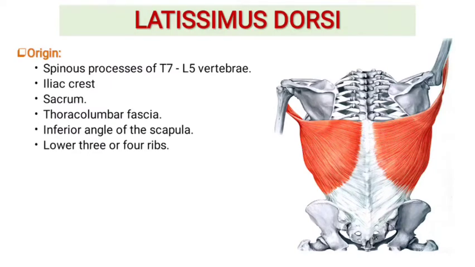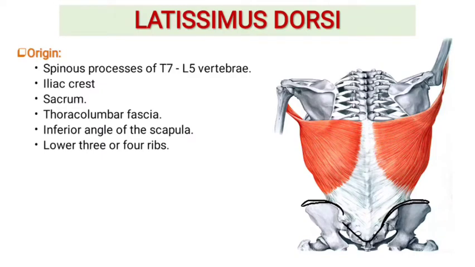It has origins with the iliac crest, which is the highest point of your ilium, or your pelvis. It has origins with the sacrum bone. Where else? It has origins with your thoracolumbar fascia. The thoracolumbar fascia is a piece of fascia found on the thoracic area towards the lumbar area, posteriorly.